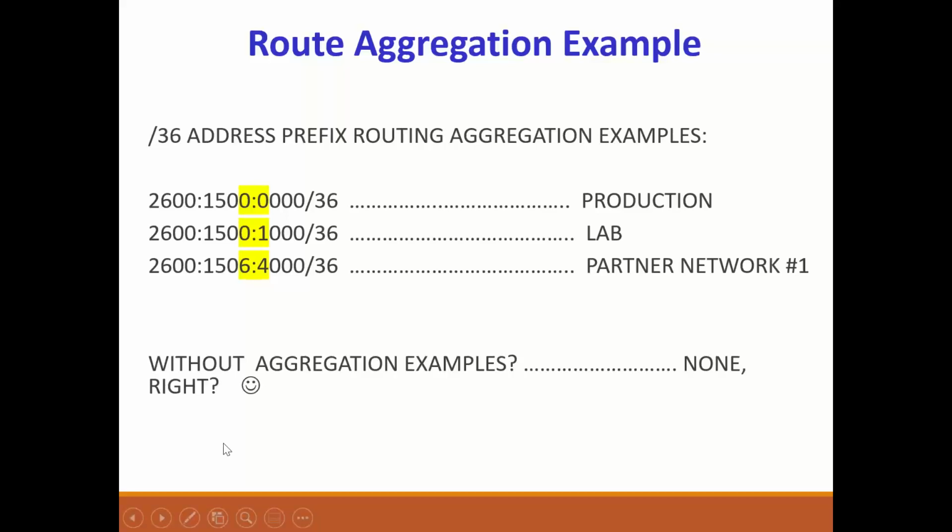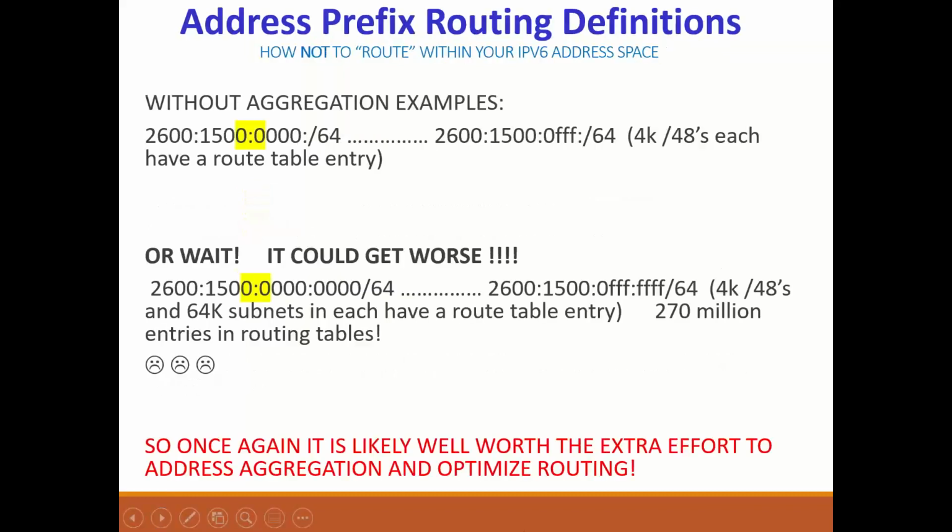So where are the without-aggravation examples? I'm not going to show you any because they're too terrible, right? No. Next slide, we're going to show a couple of them. This slide is still address prefix routing definitions. We're still on that topic, but this is how not to route within your IPv6 address space. So here's an example. Let's say in the first example, we're going to be routing to that particular address, and it's that whole range of addresses. So everything in that /36, and so that's 4K /48s. So we have 4,000 entries in the routing table. That's horrible, right? Well, no, it could get even worse.